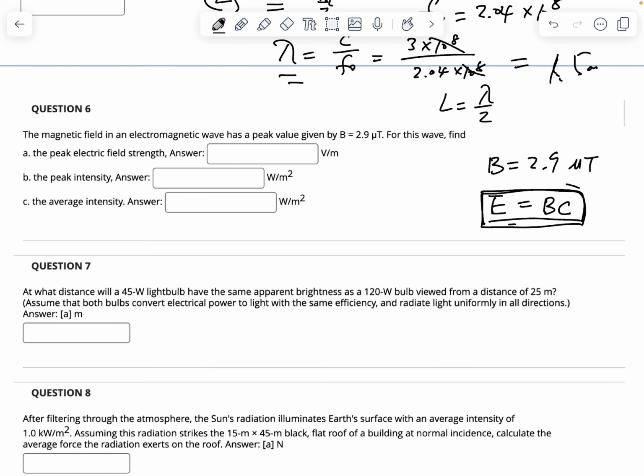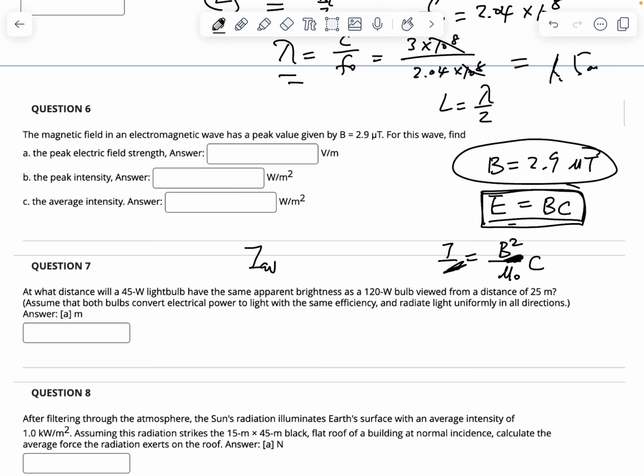The peak intensity, if you know the magnetic field, equals B squared over mu naught times c. That's the intensity. So plug into this equation for the peak intensity. You bring the magnetic field in here, and then you get the peak intensity, the maximum intensity.